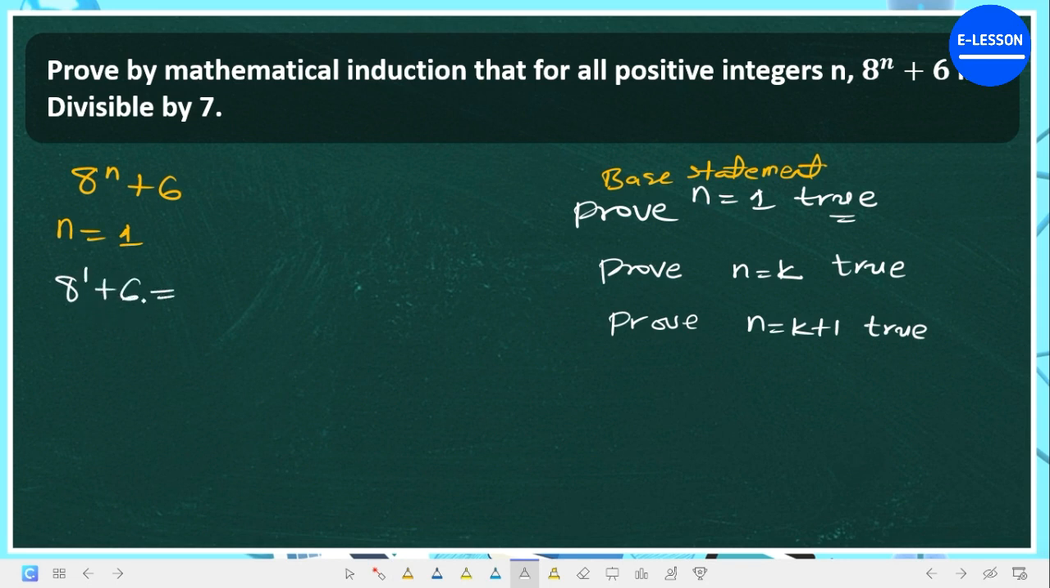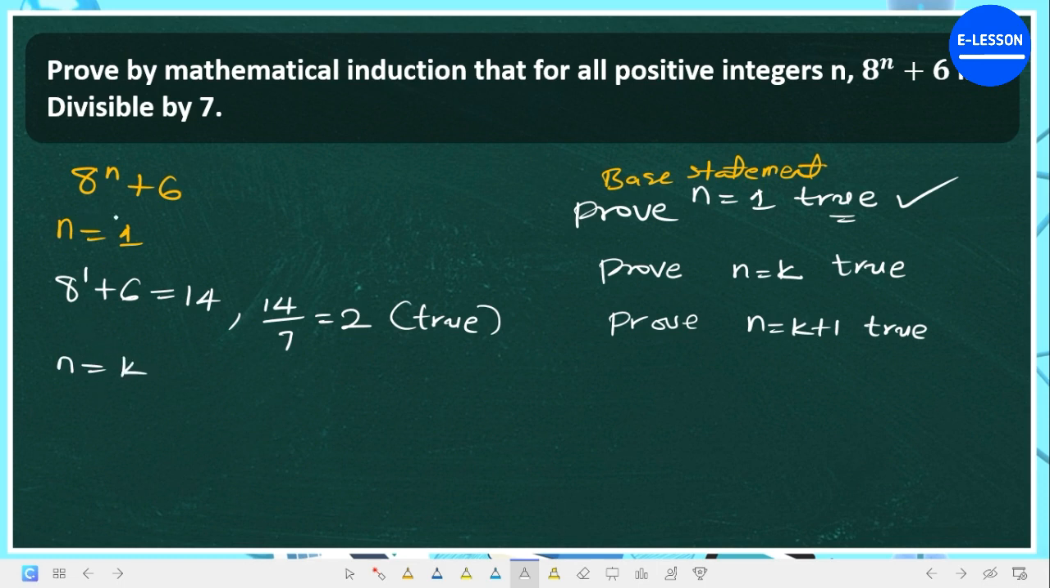Now, 8 to the power of 1 plus 6 is how many? 14. Now, the question is, is 14 divisible by 7? If you divide 14 by 7, it's going to give us 2. So this is true. That if you put n is equal to 1, this whole stuff here is divisible by 7. Are we getting it now? That is the first step. You've proved that the first step is correct. So this statement is correct. Now the next one is prove that n is equal to k is also correct.